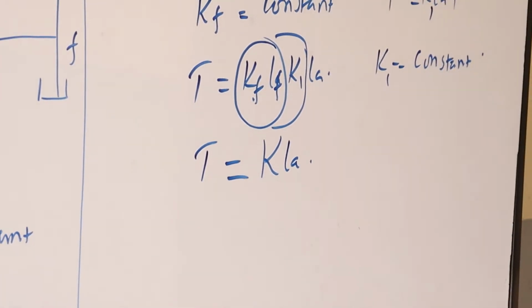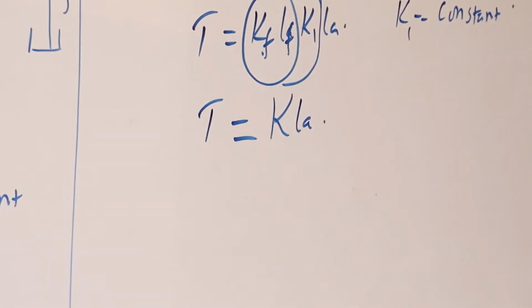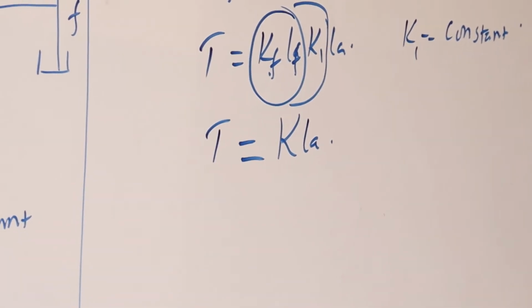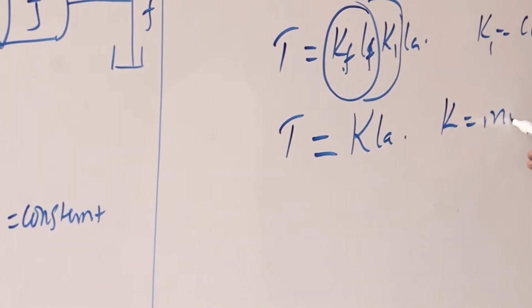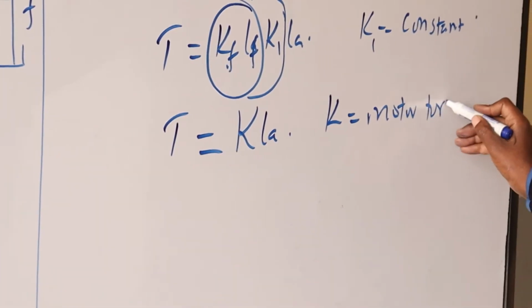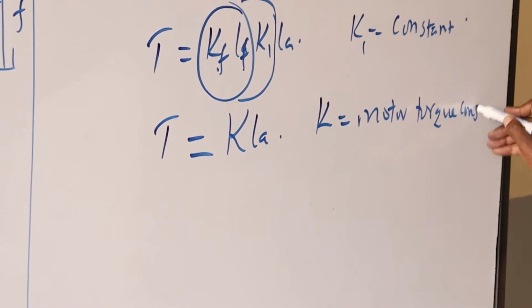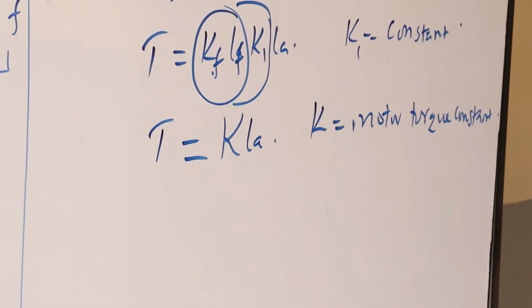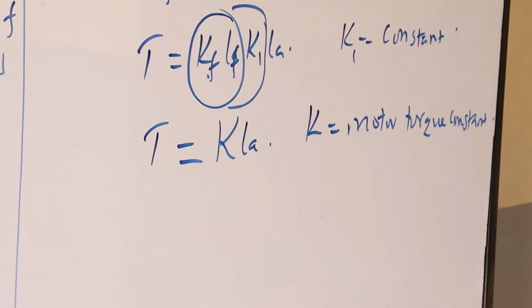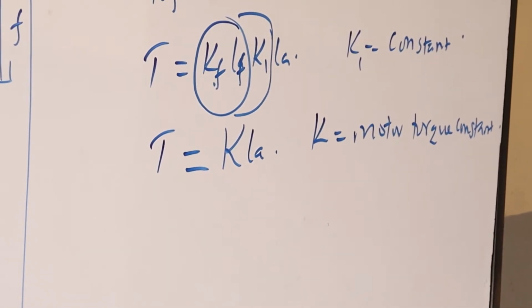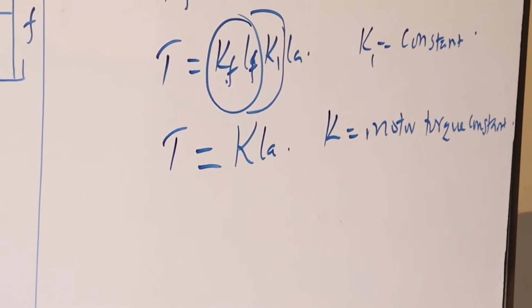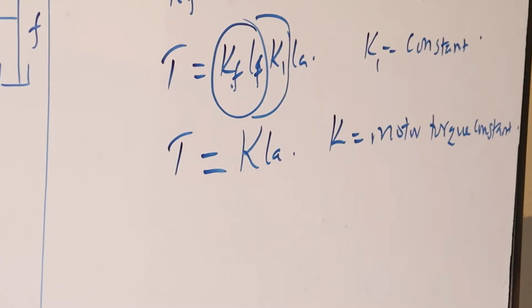So T = K Ia, where K is what we refer to as the motor torque constant. K is actually the motor torque constant. We can have that as the expression for the torque of the motor.